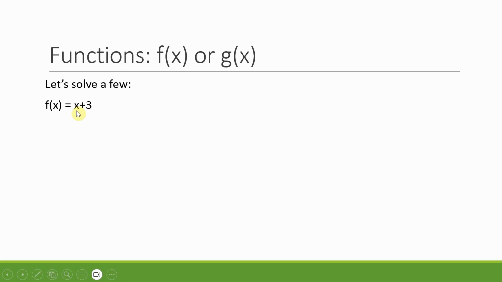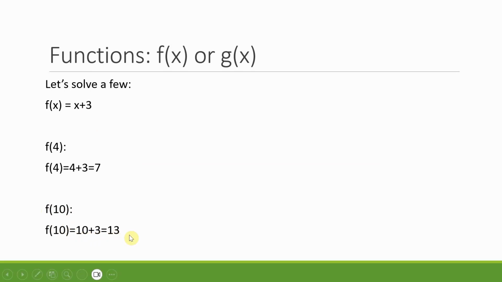So let's actually solve a few now using this same function. So let's start with the f of 4 that I was talking about. So again, this is the same way of saying, what is the function f when x equals 4? Well, all you're going to do is take that 4 and plug it in for the x. So f of 4 equals 4 plus 3, so 7. Now I'll do the same thing for f of 10, which again is another way of saying, what's the function f when x equals 10? So I'll just take the 10 and I'll plug it in for x. So f of 10 equals 10 plus 3, or 13.